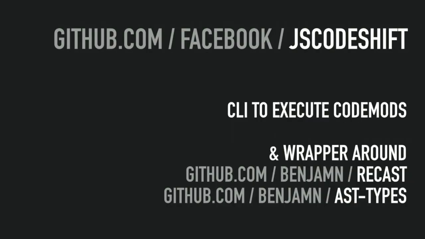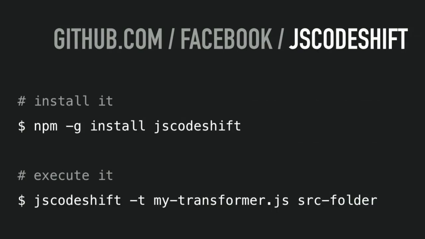It's basically a CLI to execute Codemods on your code base using multiple processes. It's a wrapper around 2 other libraries, recast and ast-types, that represent an AST and are able to save the AST again. To get started, install it, and you execute jscodeshift with a given transformer, which you can write yourself or find online, on your source code or wherever you want the code to be transformed.